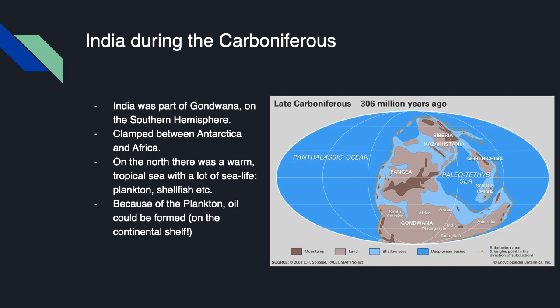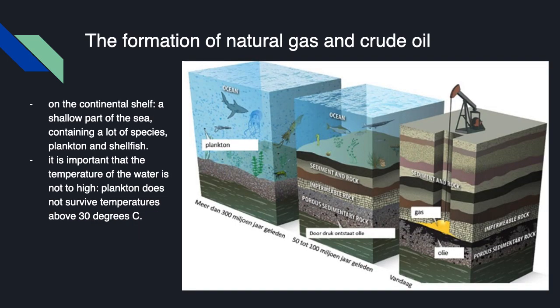On that shallow part of the sea, crude oil could be formed, but only on the light blue area just above India. And how does that happen? Well, on the continental shelf itself, that is of course very shallow, there is a lot of plankton. And that plankton is very important because when plankton dies, it sinks and it creates a layer of material on the bottom of the sea.